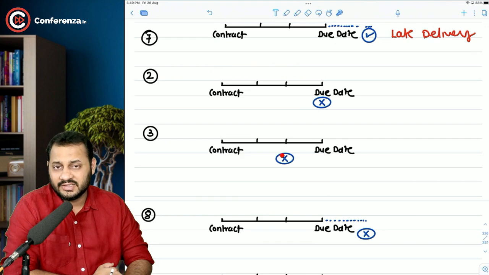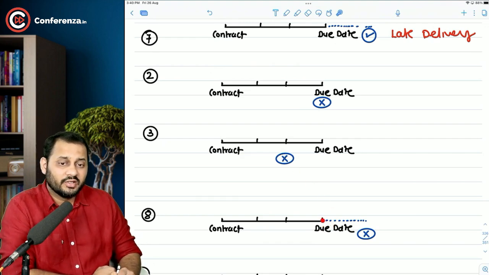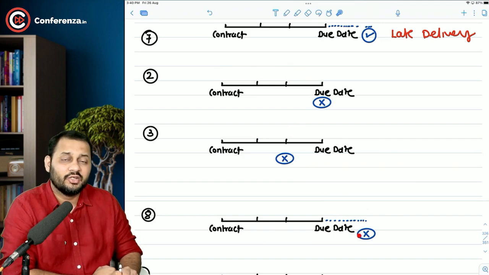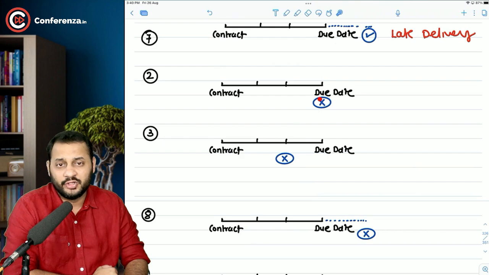This is early cancellation, and you can see that you were supposed to deliver the foreign currency on this date, but now you are coming after the due date. So you are already late and then you are saying that you want to cancel. This is called late cancellation. This is called early cancellation. This is called cancellation on due date.